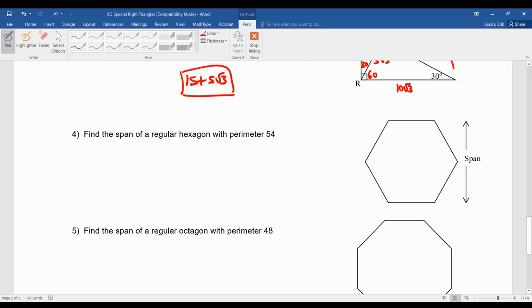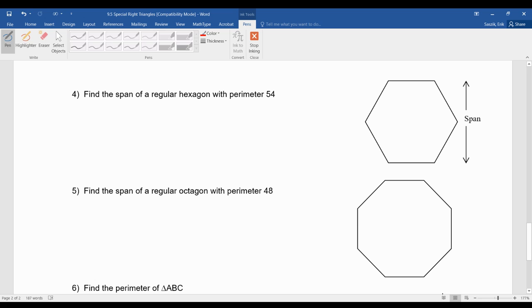Normally I don't do so much in these videos, but the span, that's a new term. So the span is, you see, that perpendicular distance across the figure. You could draw it in from here down to here, from here through the middle. It's probably going to be easier.